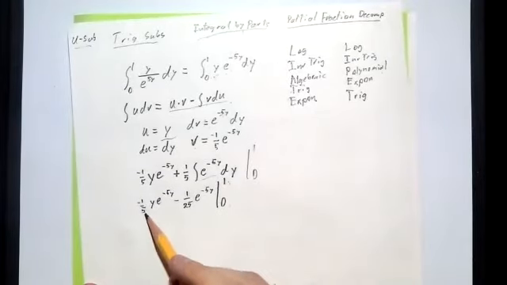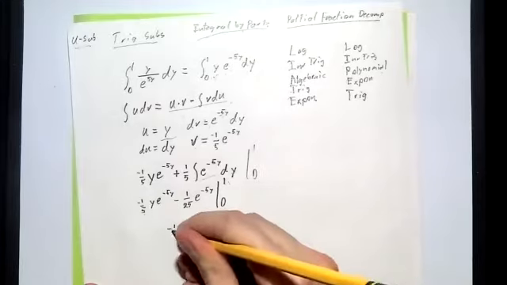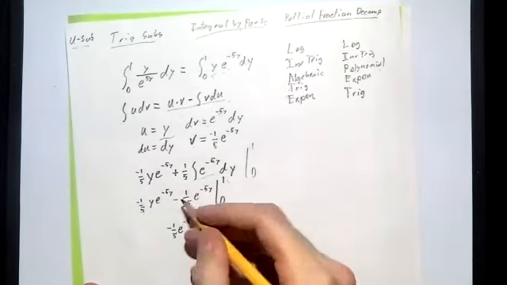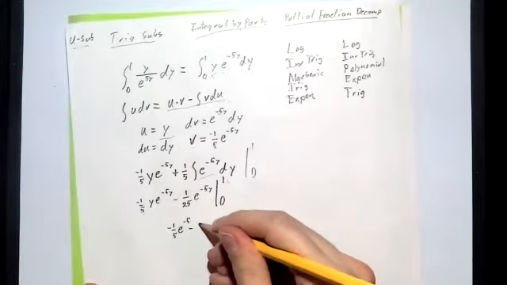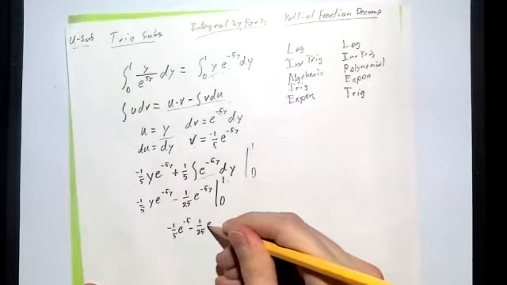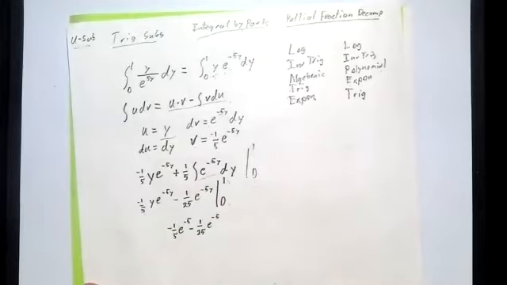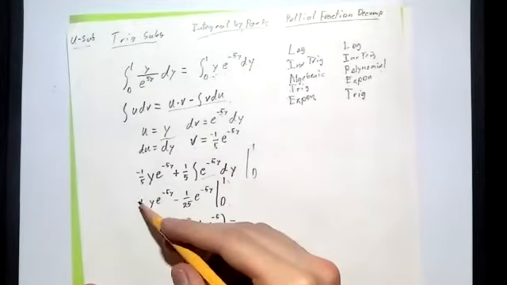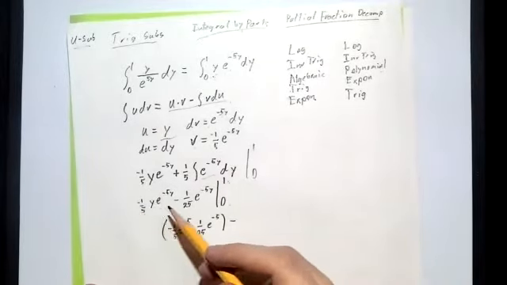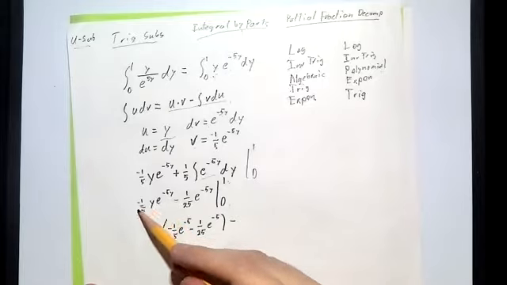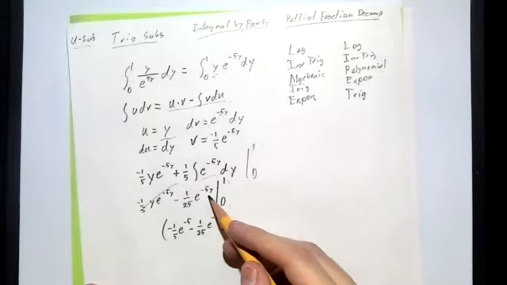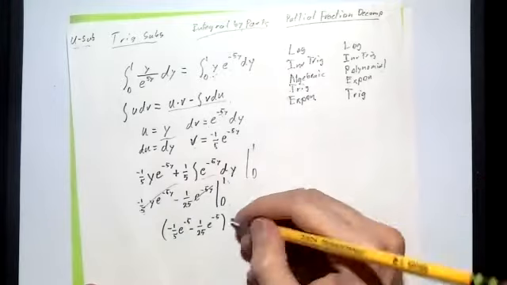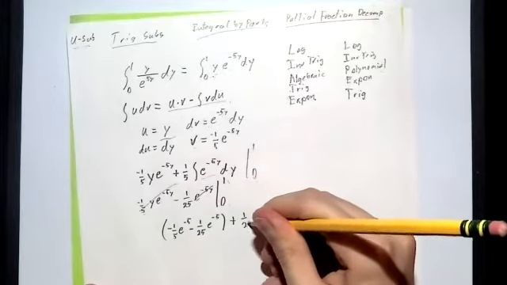So this is going to just be negative 1/5, and then e to the negative 5. And then this one will be negative 1 over 25, e to the negative 5. And then we subtract the evaluation at 0. When y is equal to 0, this term drops out, and this just becomes 1, and we get minus 1/25, so plus 1 over 25.